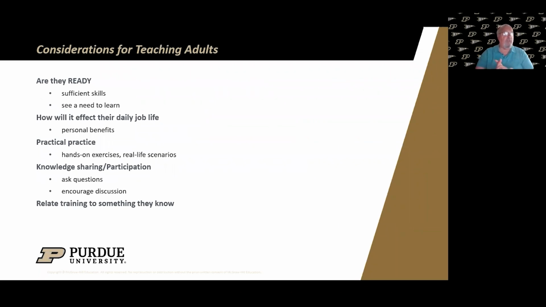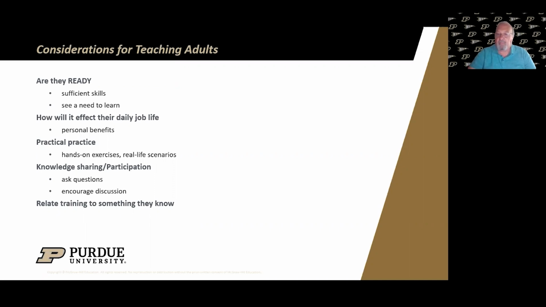Consideration for adult learners. Are they ready? I can't emphasize this enough. This is a major component in my mind. Are the learners ready to receive the information? Do they have sufficient skills? If I'm starting to talk to a group of trainees about what happened in World War II, and they have no idea that there even was a World War II because of their background or whatever, then that's not going to work. So I need to make sure that they have the background skills.